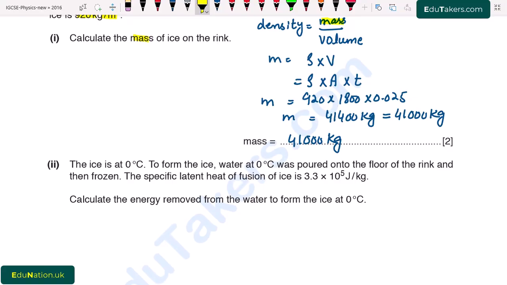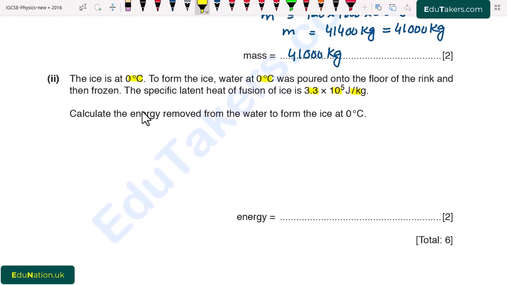Next, part 2. The ice is at 0 degrees C. To form the ice, water at 0 degrees C was poured onto the floor of the rink and then frozen. The specific latent heat of fusion of ice is 3.3 into 10 to the power 5 joule per kilogram. Calculate the energy removed from the water to form the ice at 0 degrees C.